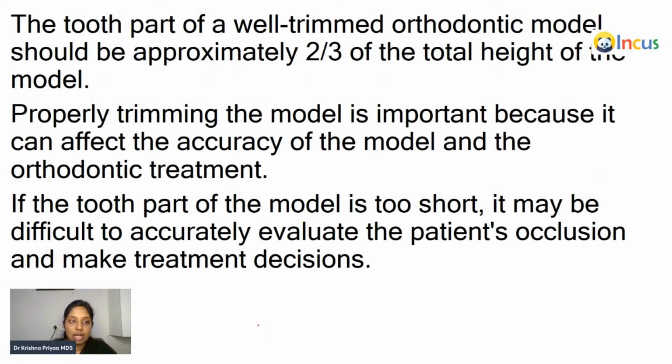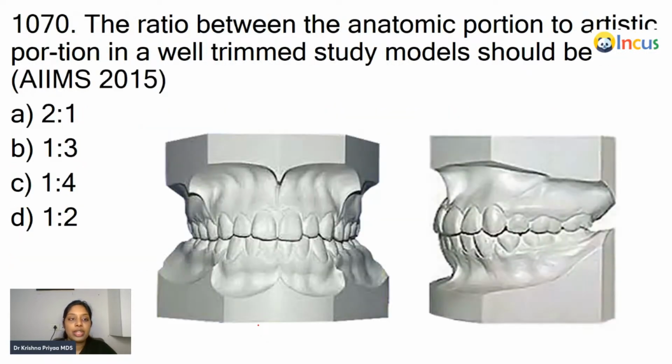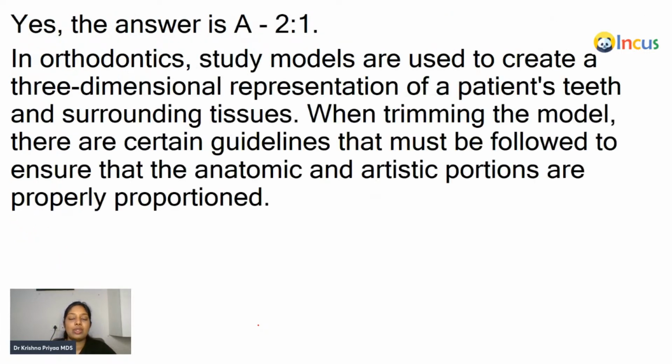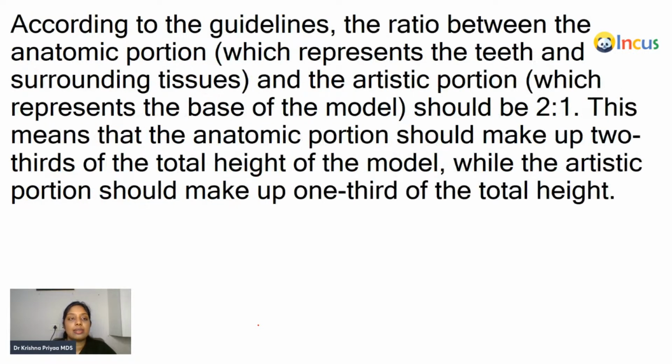Such that 2/3 of the total height of the model should be the tooth part, or the anatomic portion. The ratio between the anatomic portion to the artistic portion in a well-trimmed study cast model will be 2:1, so the anatomic portion forms the major area.